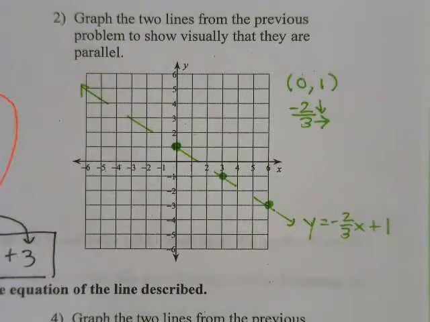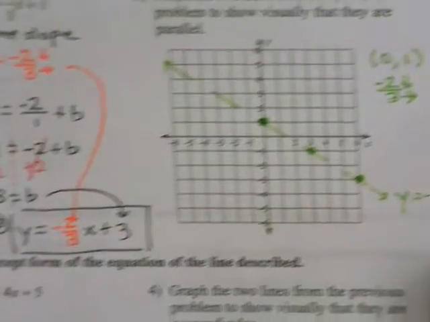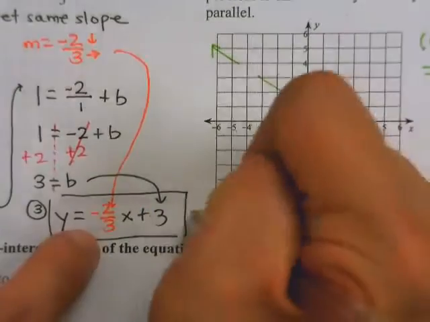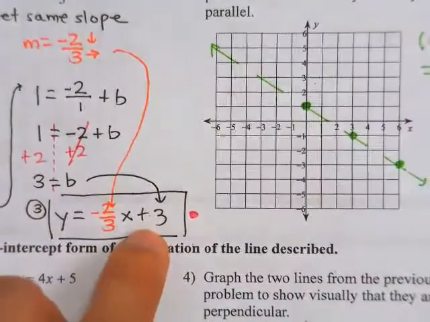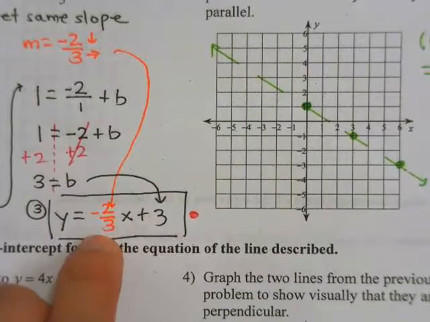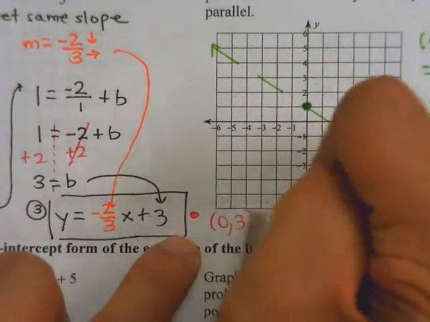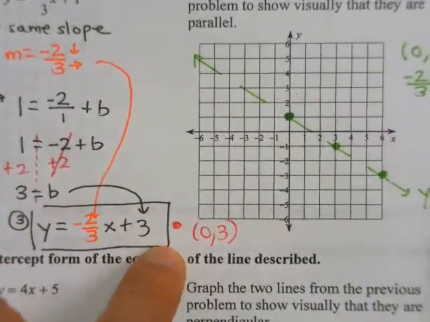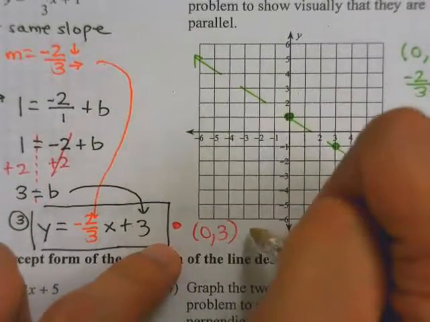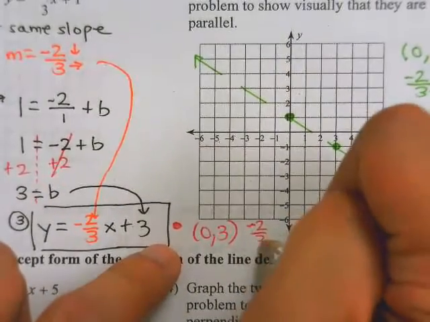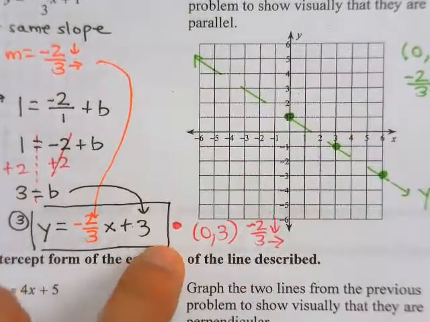Once you guys are done graphing that one, we have to graph our answer as well. So our answer was this. What is our y-intercept? Is it negative 2 over 3 or is it the 3? It is a 3. So 0, 3, and it should be the same slope because we use the same slope. Negative 2 over 3, so that means 2 down, 3 to the right as well.